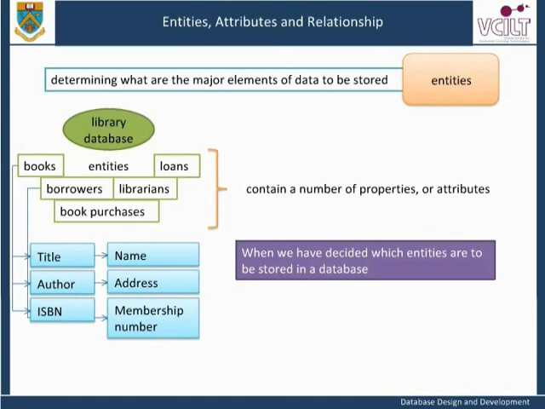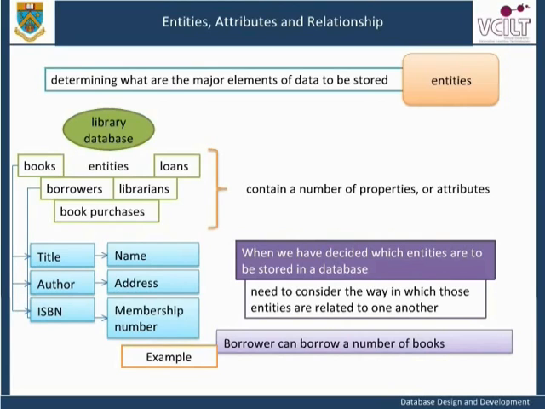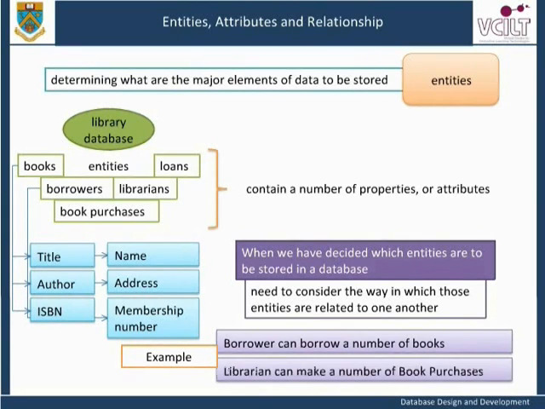When we have decided which entities are to be stored in a database, we also need to consider the way in which those entities are related to one another. Examples of such relationships might be, for the library system, that a borrower can borrow a number of books, and that a librarian can make a number of book purchases. The correct identification of the entities and attributes to be stored and the relationships between them is an extremely important topic in database design and will be covered in detail in another unit on entity relationship modeling.